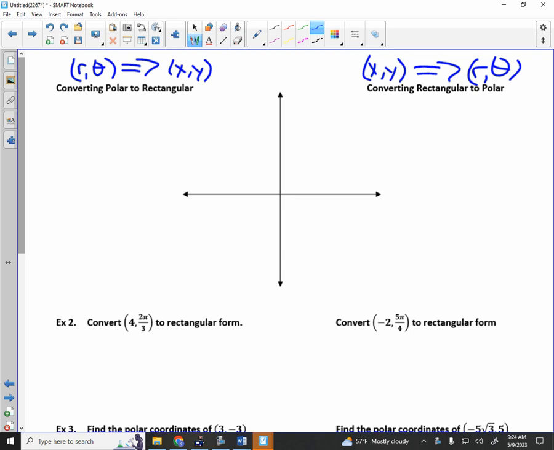Suppose that I plot a point right here, and we call this xy. That means I move a certain number of units in the x direction, and I move a certain number of units in the y direction. That point also has a distance from the center that we call the r value, and it has an angle that's formed that we call theta.